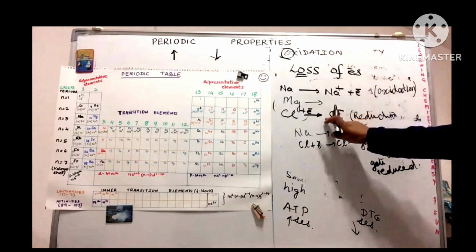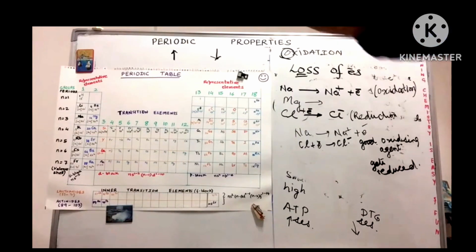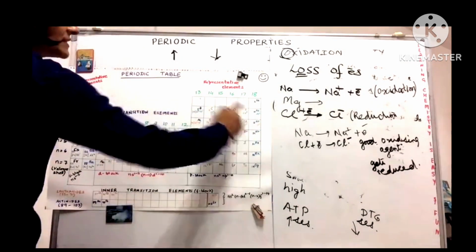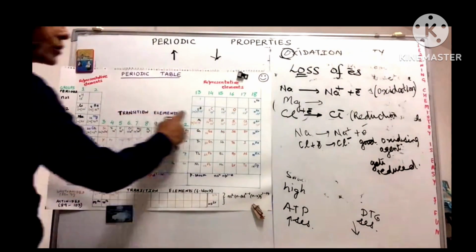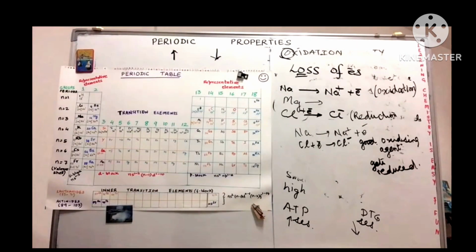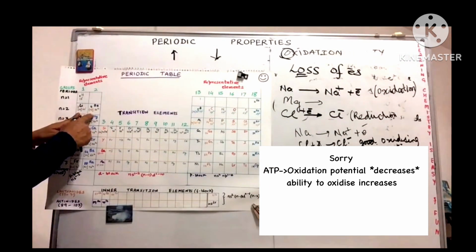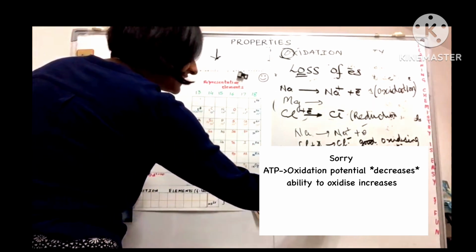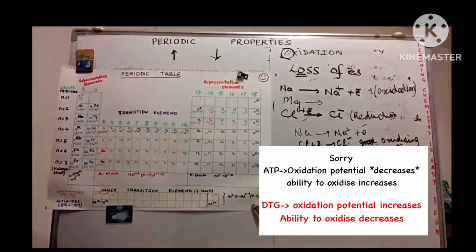Oxidation is loss of electrons, reduction is gain of electrons. If something is getting reduced, that means it is acting as an oxidizing agent. So when you look across the period, the size of the atom is decreasing and electron gain enthalpy is increasing. That means across the period the ability to act as oxidizing agents increases. So oxidation potential increases across the period, right?